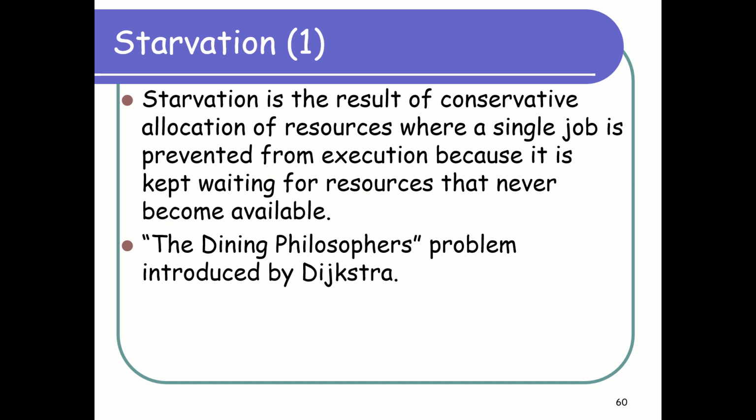Starvation. Starvation is the result of conservative allocation of resources, where a single job is prevented from execution because it keeps waiting for a resource that never becomes available. The dining philosophers problem, introduced by Dijkstra. This is a famous problem description introduced by Dijkstra. This Dijkstra is a very brilliant programmer. He has a lot of algorithms, and the famous one of Dijkstra is of course the shortest path, used in your Waze, Google Maps, the simplest shortest path.